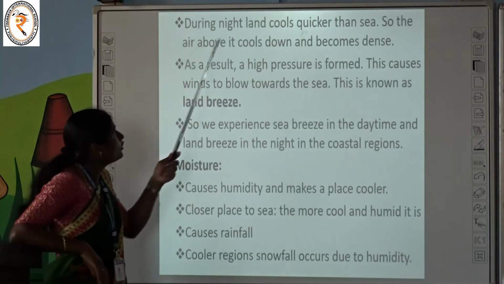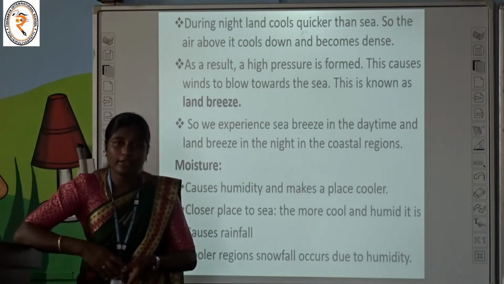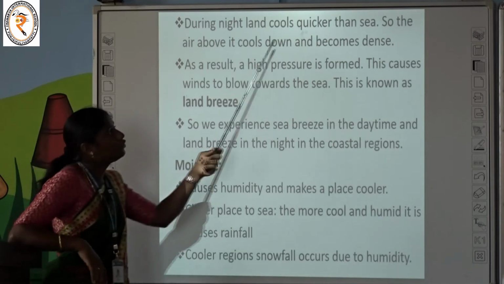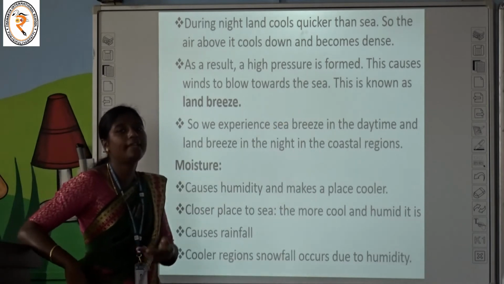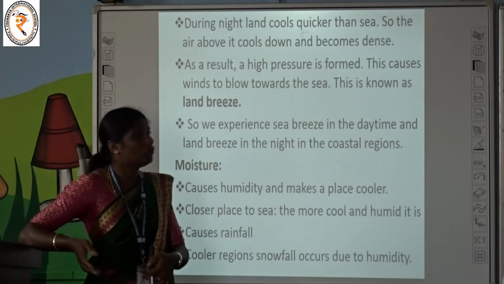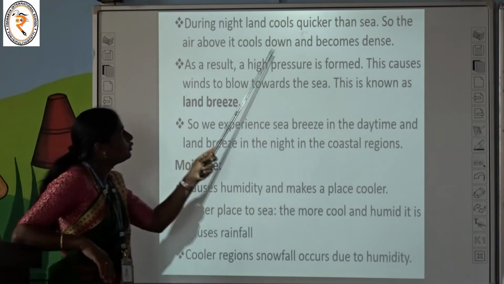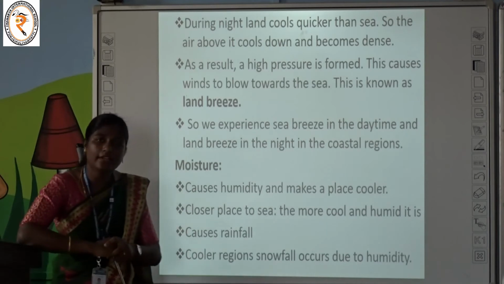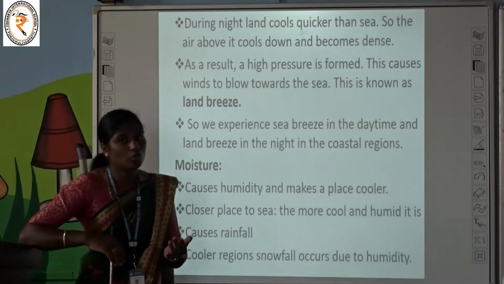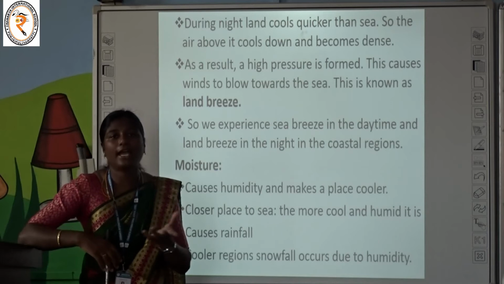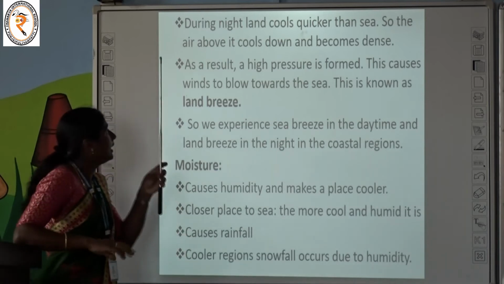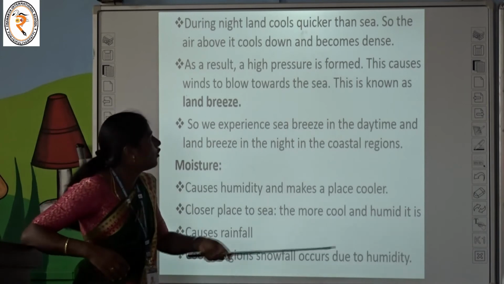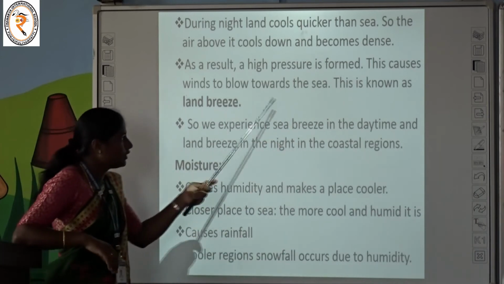So, now let us see what is land breeze. During night time, what will happen? The land becomes cool. Land cools quicker than sea. So, when comparing to the sea, the land becomes cooler. The air above it cools down and becomes dense, so the weight becomes high. As a result, a high pressure is formed. This causes winds to blow towards the sea.